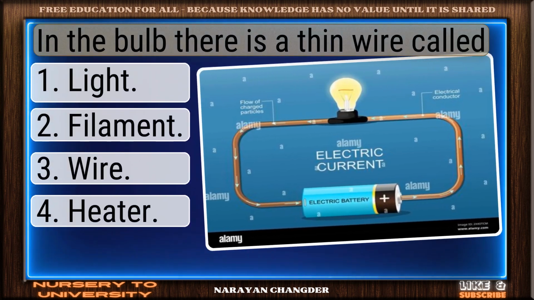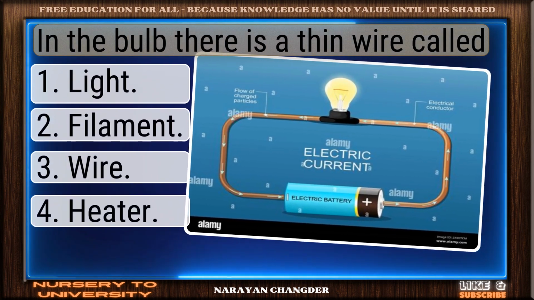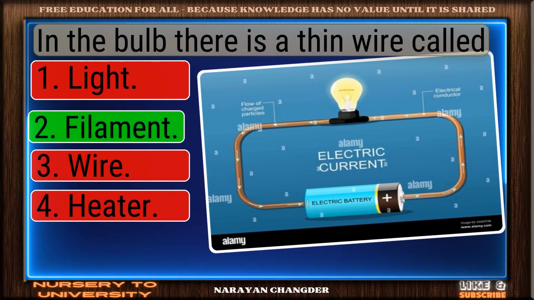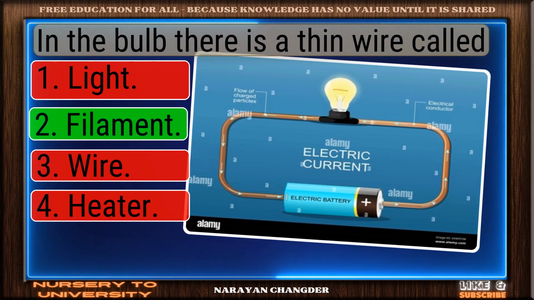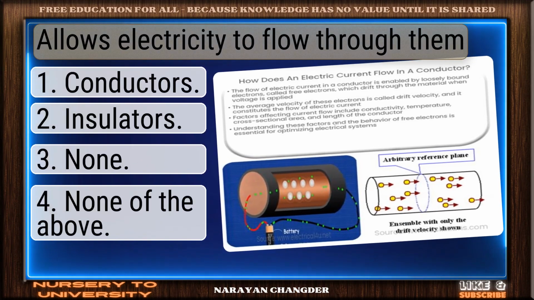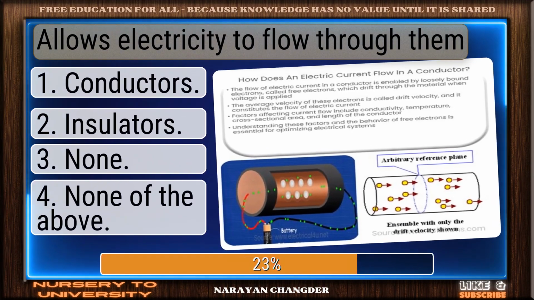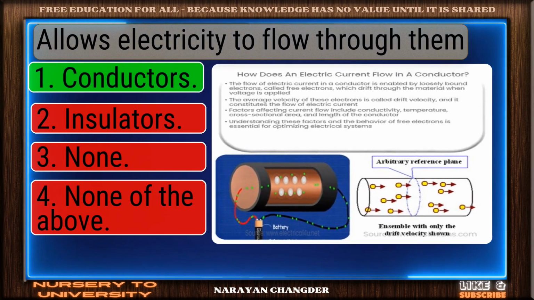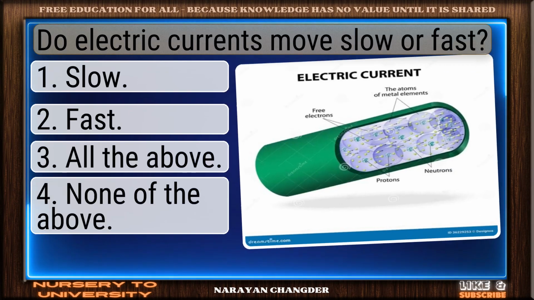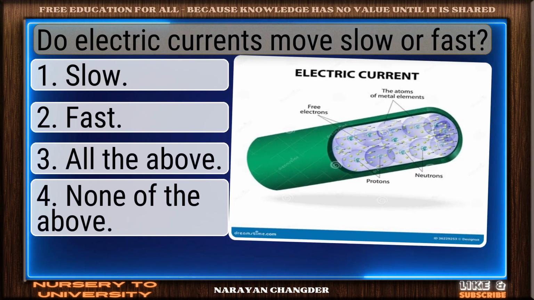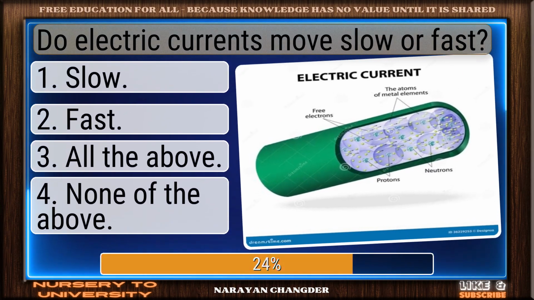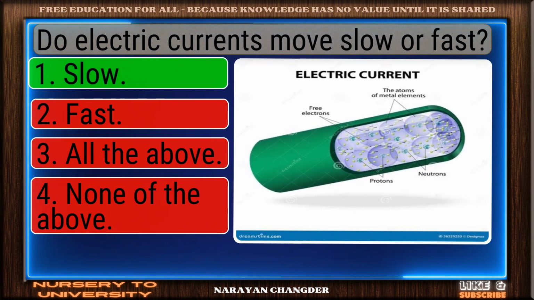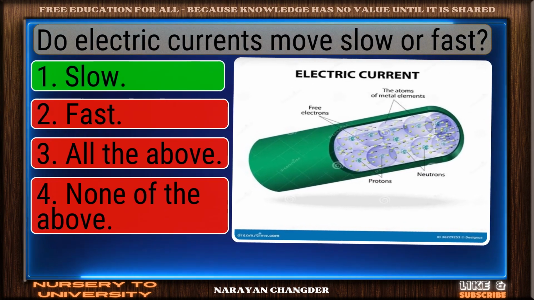Question number 147. In the bulb there is a thin wire called. Smart move. Filament is an accurate answer. Question number 148. Allows electricity to flow through them. Correct. Conductors is the right answer. Question number 149. Do electric currents move slow or fast? Excellent choice. Slow is the right answer.